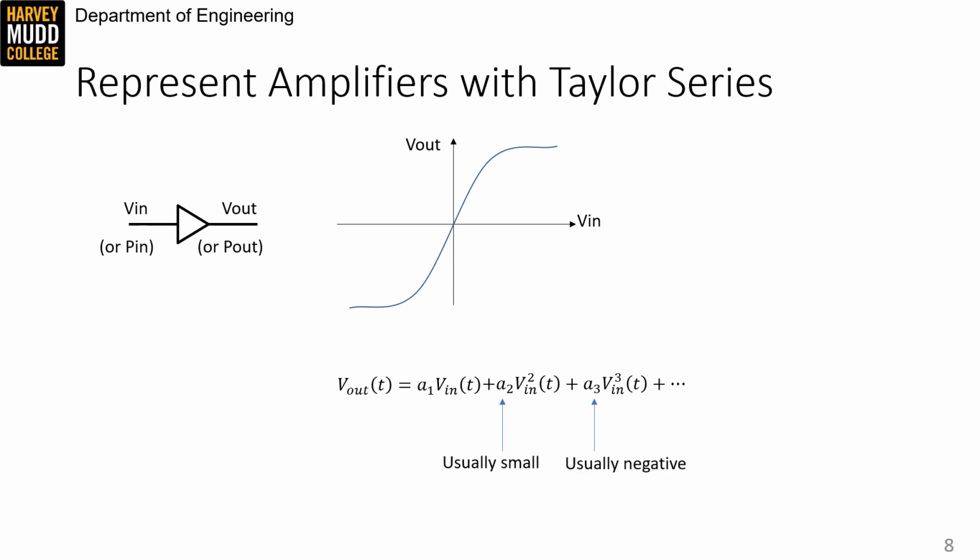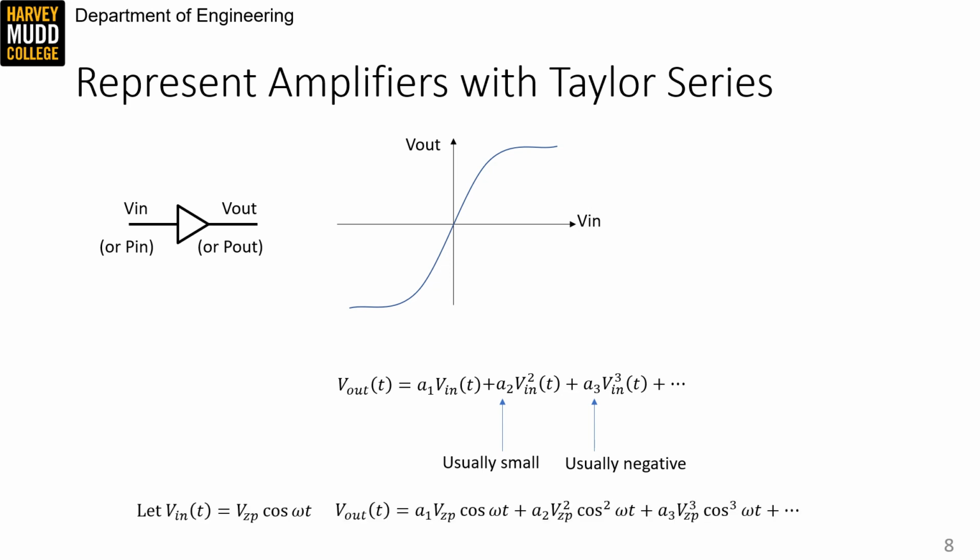We can make some guesses about the value of the Taylor coefficients for normal amplifiers. Amplifier curves are usually odd or close to it because they try so hard to be linear near the origin. That means the A2 coefficient is usually small. Also, amplifiers are usually compressive because they clip on the power supply. So the A3 coefficient is usually negative, which starts canceling out the straight line from A1 at high Vin values.